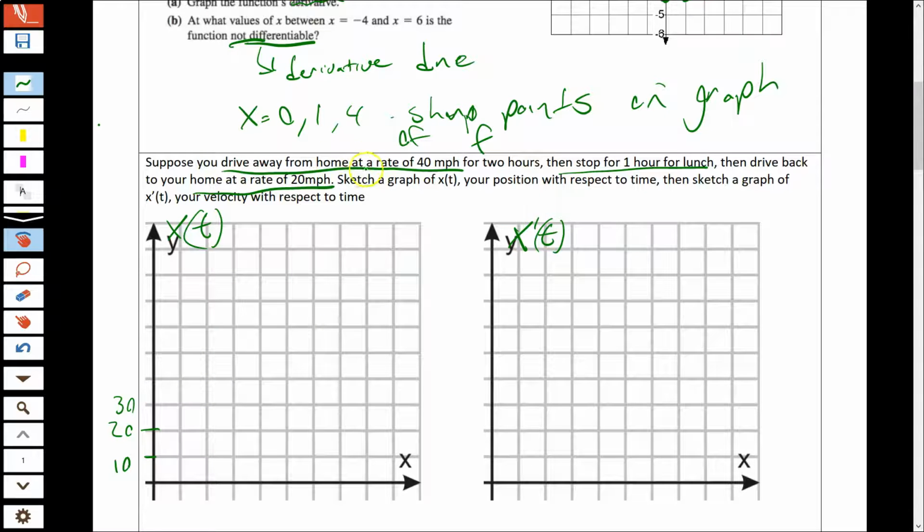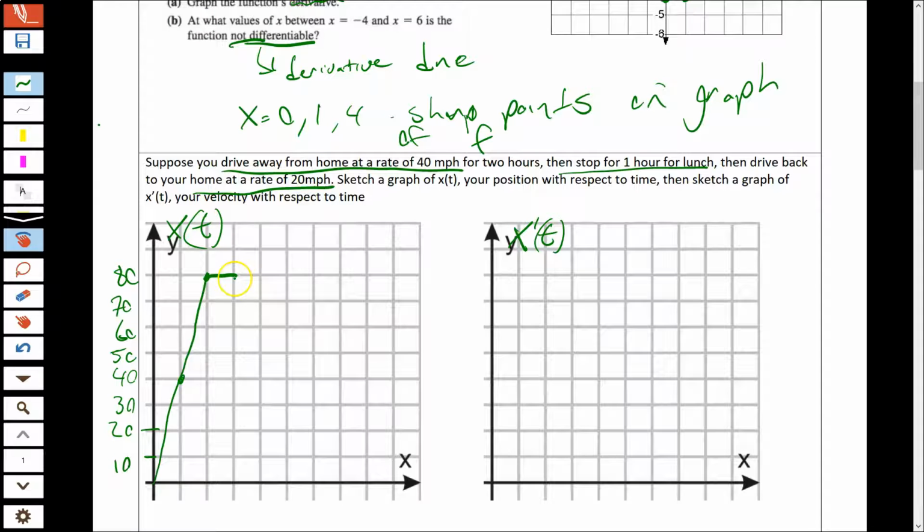So suppose we're driving away from home at a rate of 40 miles per hour. Well, that means in 1 hour, I travel 40 miles, right? And then my second hour, I'm 80 miles away from home. Okay, so I get a line segment up to here. And then what happens? I stop for an hour for lunch. So that's 1 hour where I'm not traveling, right? My distance is constant.